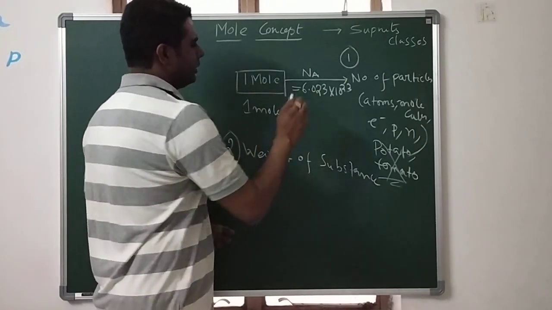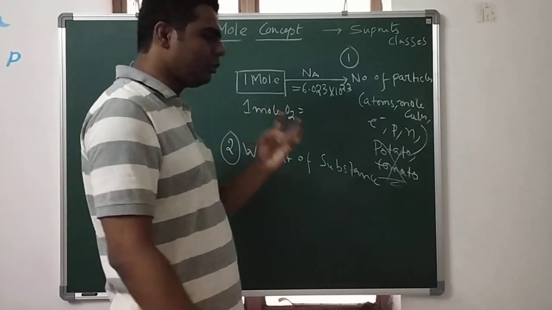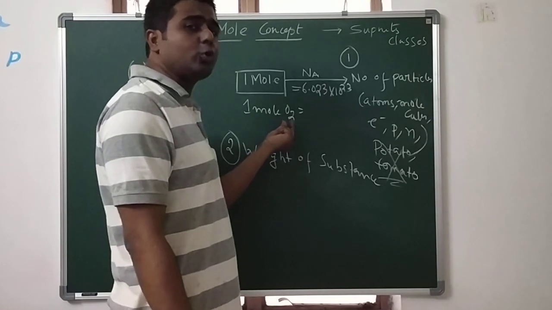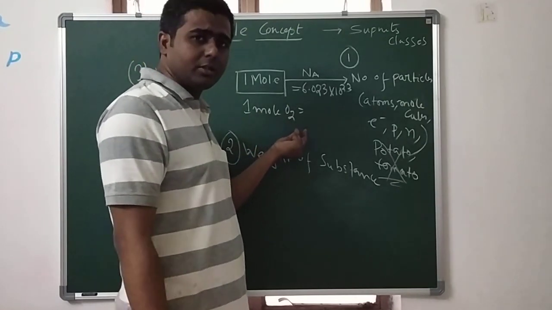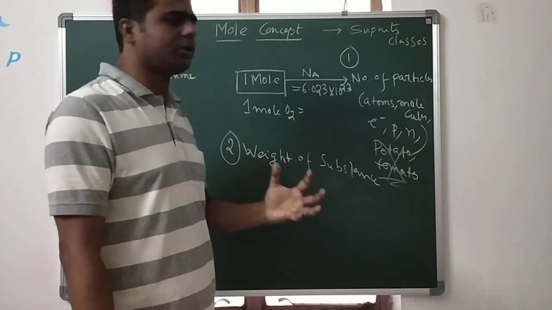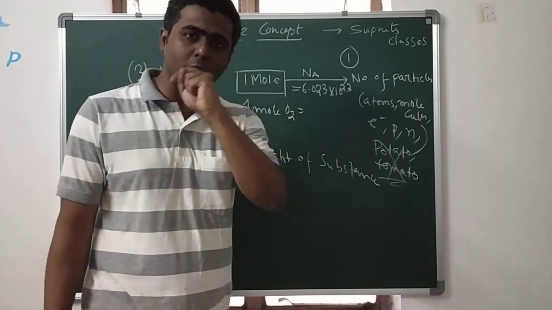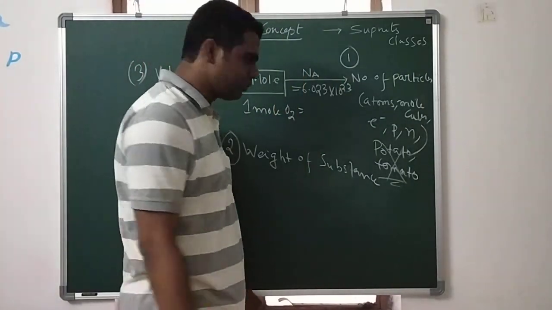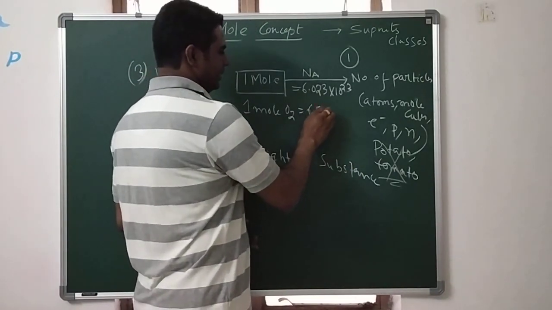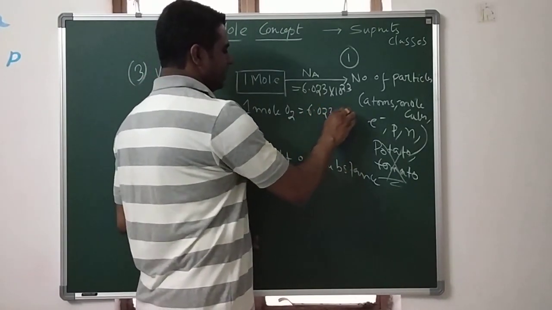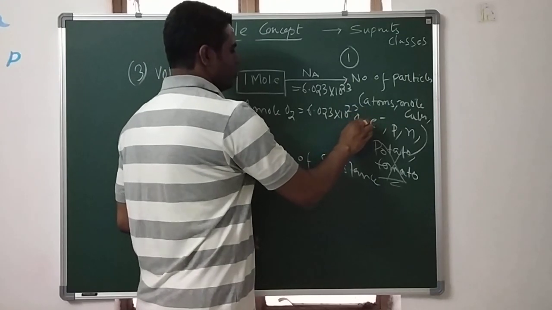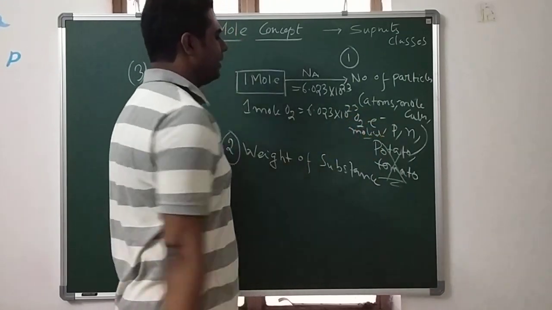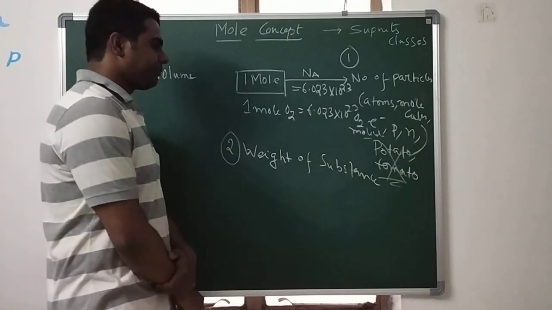1 mole O2. Then how many molecules of oxygen are there? 1 mole O2 means how many O2? That is molecules of oxygen. So how many molecules of oxygen are there in 1 mole O2? In 1 mole O2 there is Avogadro's number of molecules of oxygen, 6.023 into 10 to the power 23 O2 molecules. Okay?